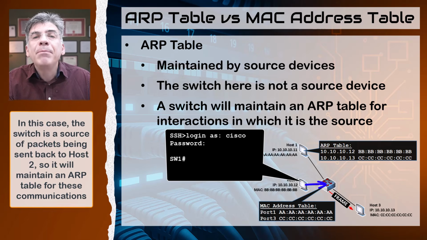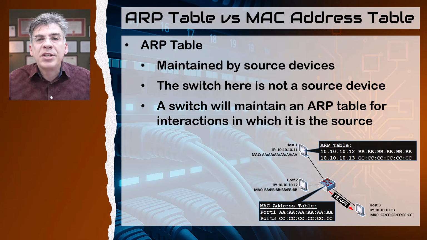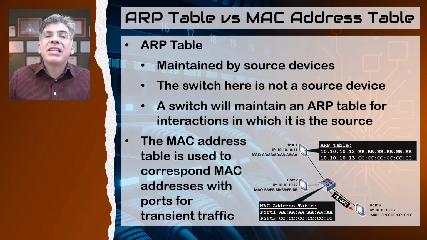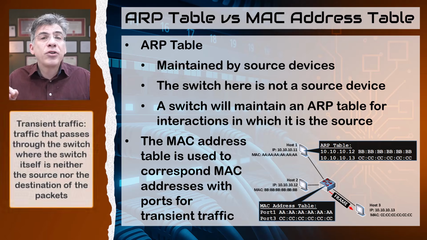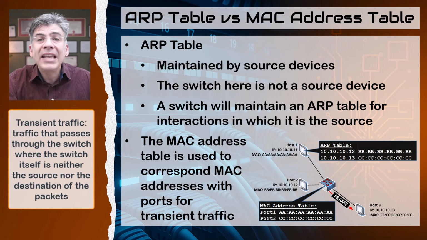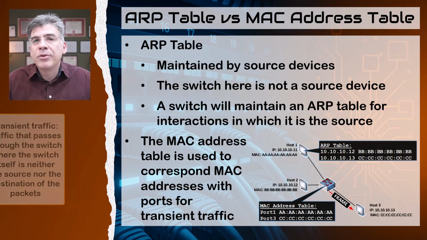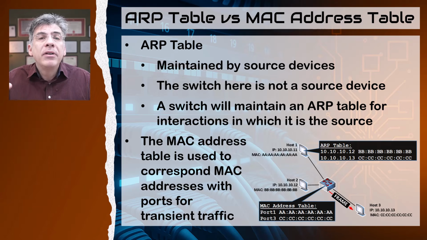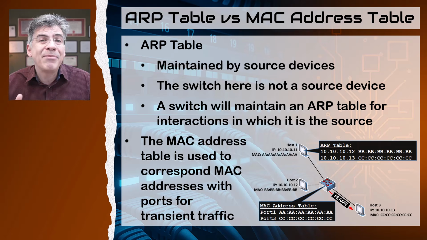However, this is a completely different process than the MAC address table the switch maintains. The MAC address table is maintained by the switch for transient traffic. That is, for traffic that it simply receives, switches, and relays. Now, I mention this because this was a point of confusion for me when I was learning. So that's the ARP table versus the MAC address table. Okay, so that's how ARP works when you are communicating between two hosts on the same subnet.